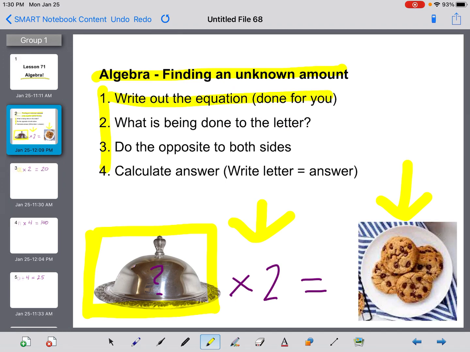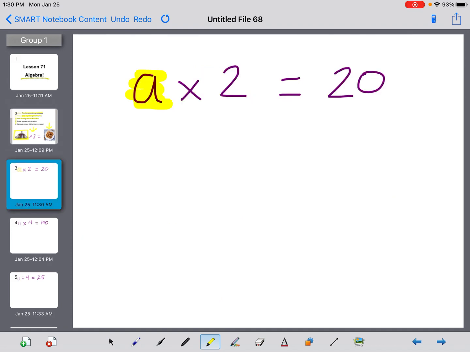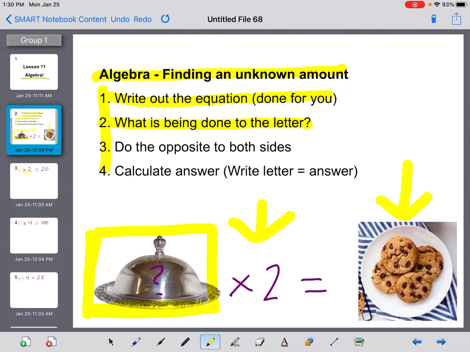The first step is to write out the equation. Now, on these slides that I'm giving you and also on your worksheet, that is going to be done for you. So you can actually kind of skip step 1. So let's move straight to step 2. What is being done to the letter or the unknown amount? Well, here, the unknown amount is being multiplied by 2. So keep that in your mind. The unknown amount is being multiplied by 2.